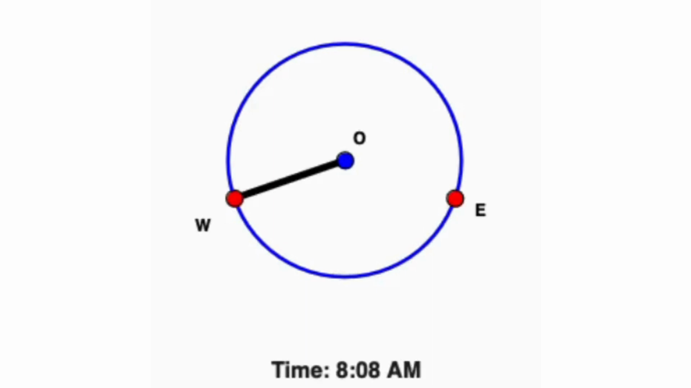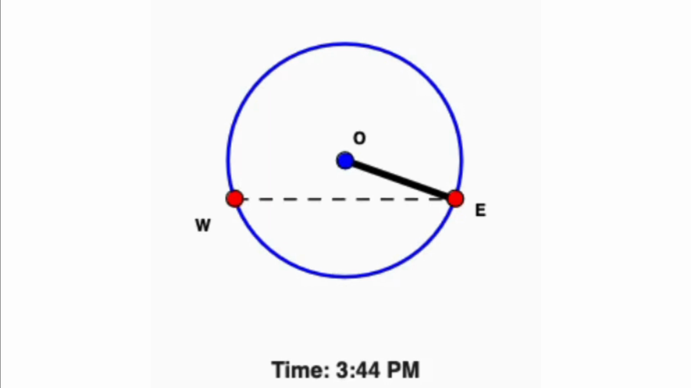This pole at O will cast a shadow in the morning and intersect the circle at, let's say, W, and in the afternoon the shadow will cross the circle at, let's say, E. Join these points to get the east-west line. Now take a lengthy rope and fasten one end to the pole at E and the other end at W.